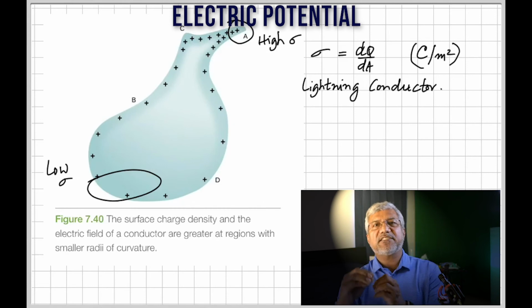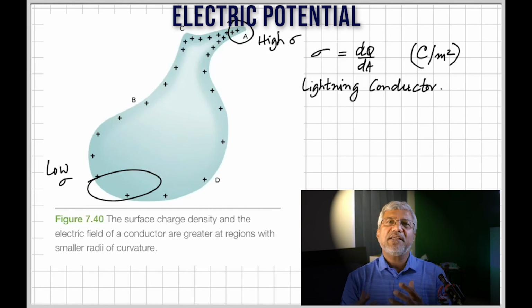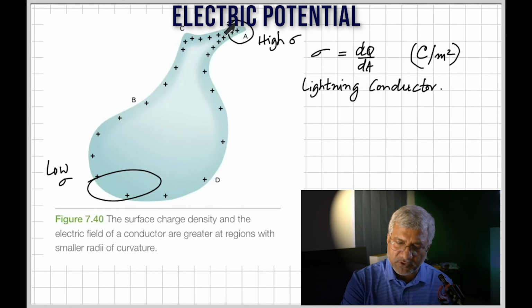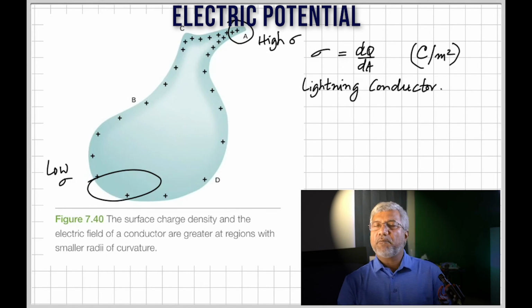The surface density of charge is higher. Okay? This is all right, look at that before I go along. So there you see it's high sigma, and here it is low sigma, so low surface density of charge. A big application of this is the lightning conductor.